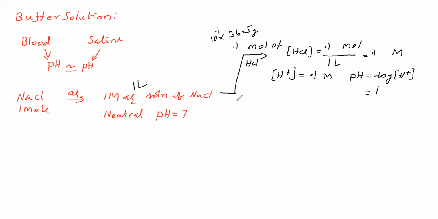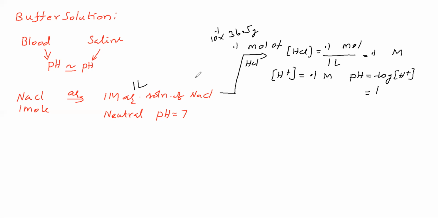Now how much does the pH change? Here pH is 7, now pH is 1. The pH changes by 6. That means pH 1 is strongly acidic. This solution is strongly acidic. How much HCl did we add? Just 3.65 gram for 1 liter of solution.